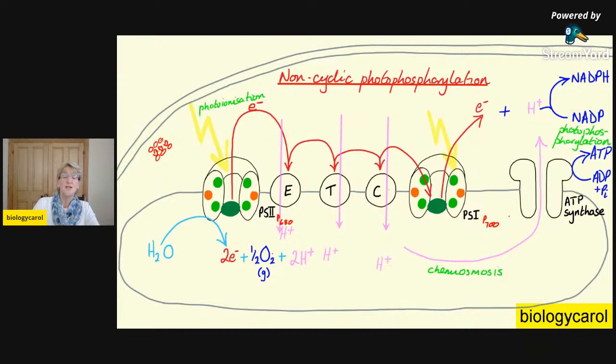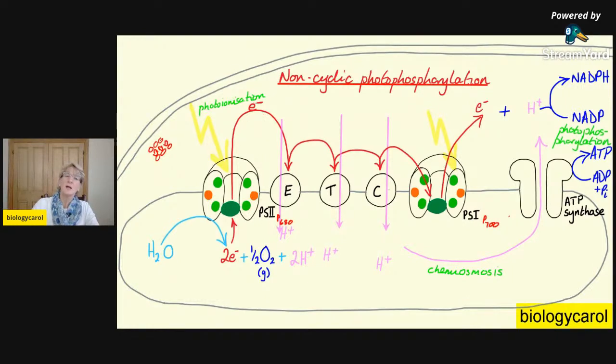But hopefully you can see that the oxygen is going to be used in aerobic respiration, or it's going to diffuse out through the stomata. The hydrogen ions are going to add to this proton gradient that we're setting up in the thylakoid. And these two electrons replace the electrons lost by the chlorophyll A in photosystem 2.